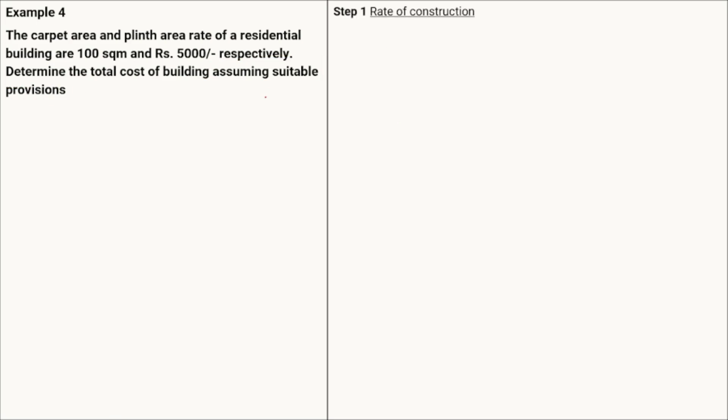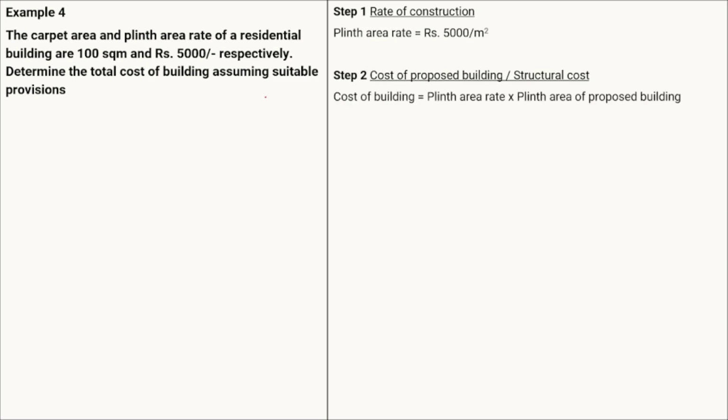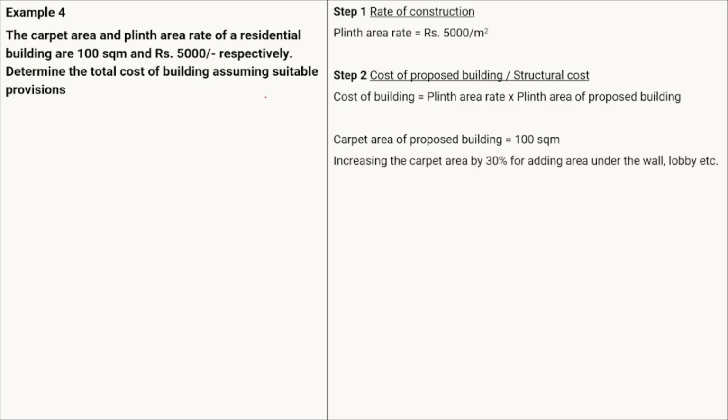Step 1 is the rate of the construction. The rate of the construction is directly given as 500 rupees per square meter, that is, the plinth area rate is given. Next is the cost of the proposed building, which is the plinth area rate multiplied by the plinth area of the proposed building. Again, the carpet area is given, and from that carpet area we can calculate the plinth area. The carpet area is 100 square meter, increasing that by 30%. Now this 20%, 30%, the range should be between 20 to 40%.